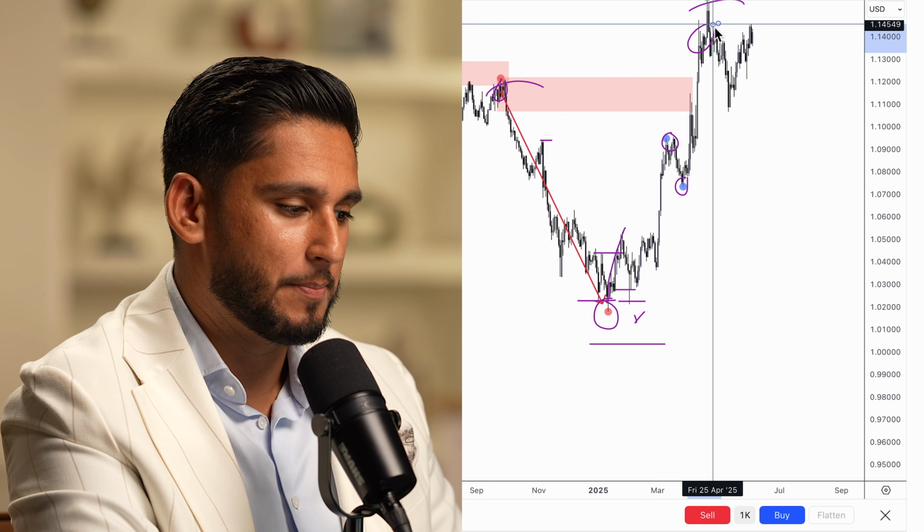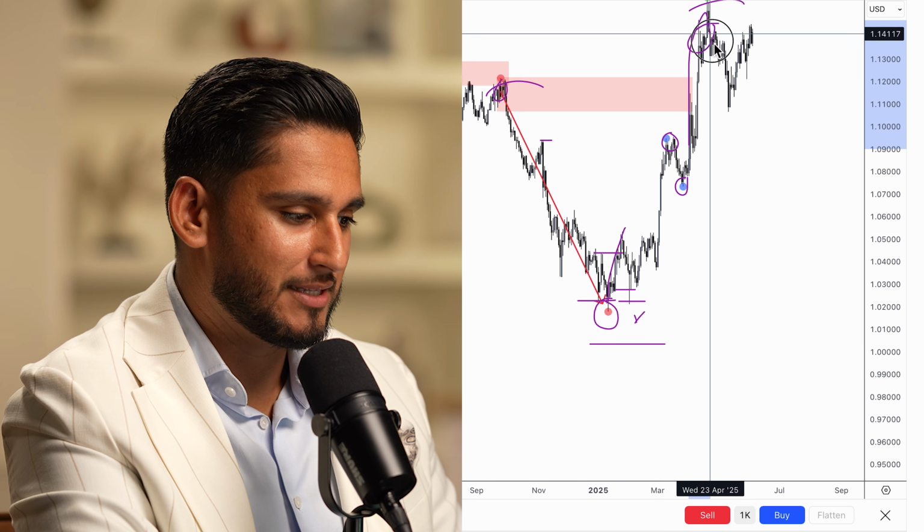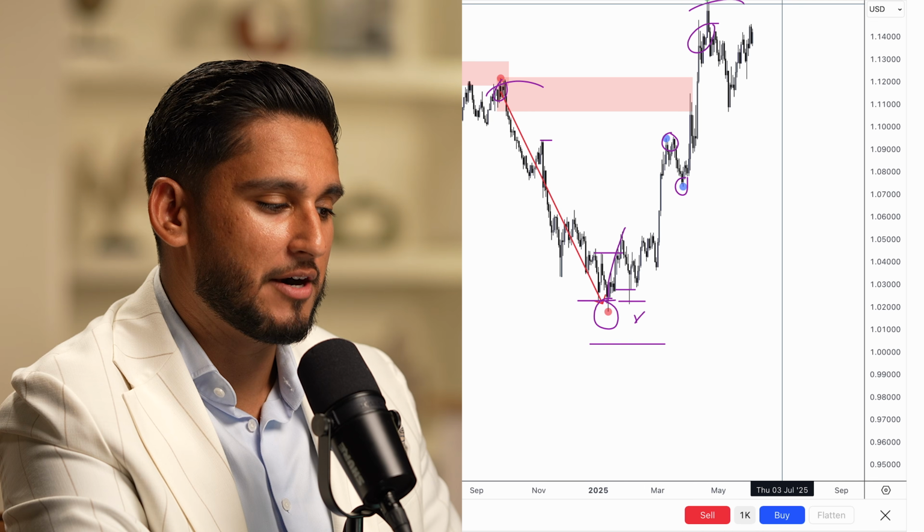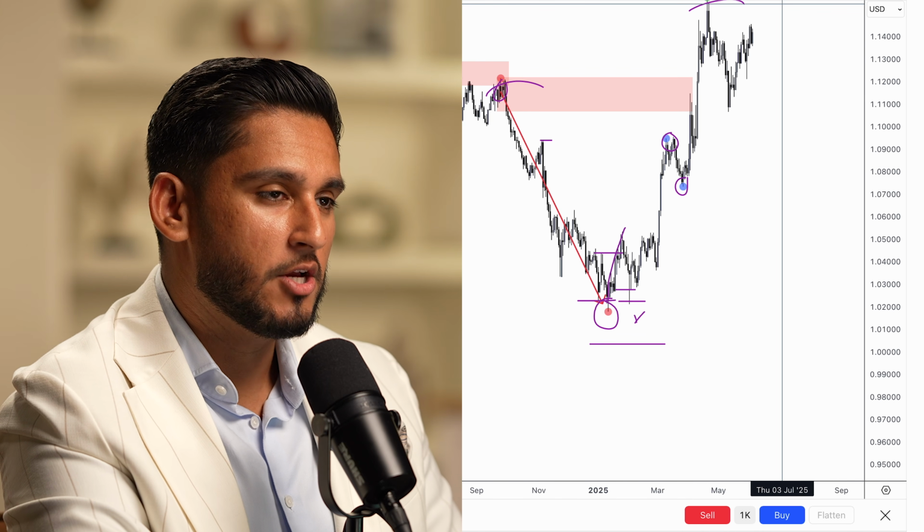This could be a sweep and then price comes lower. This could be a break, test, continuation. There are so many variations, so we need to dig lower time frames to understand what's going on.